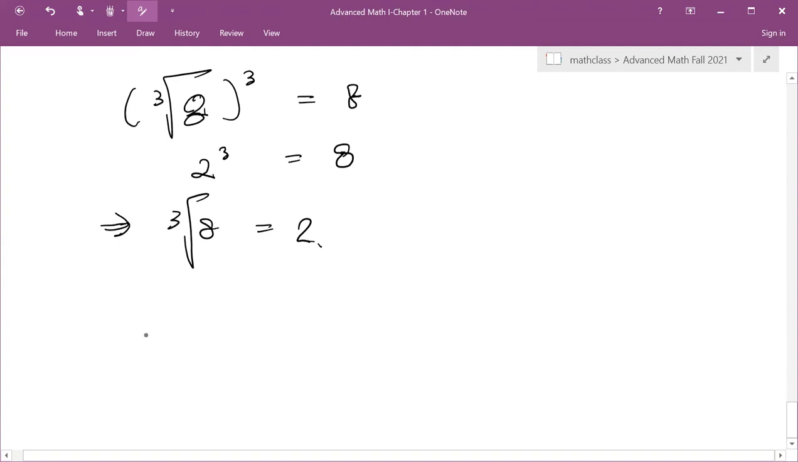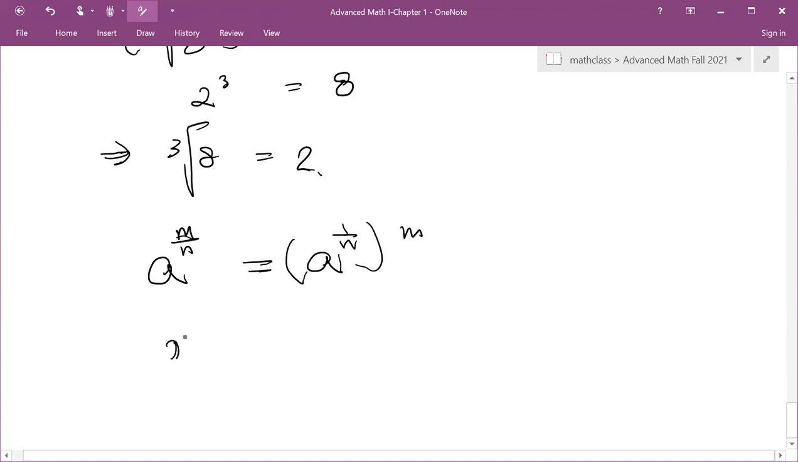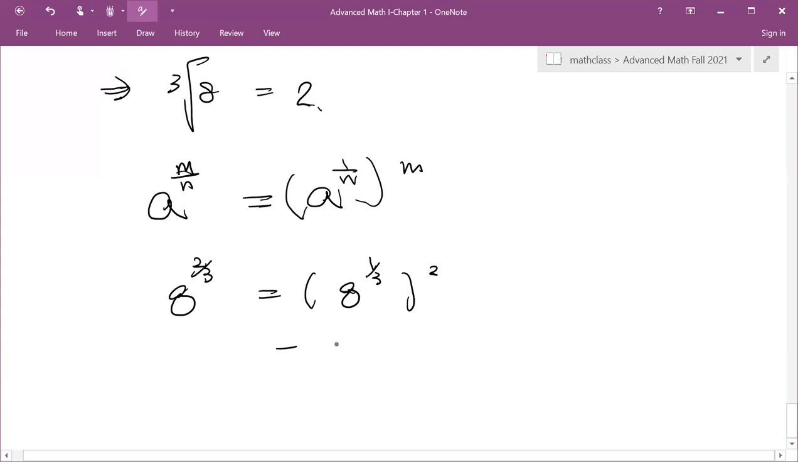Similarly, if we have the power m over n, a to the m over n, by definition this is a to the 1 over n first, and then to the power m. That's the definition. So if I want to find 8 to the power 2 over 3, by definition that is 8 to the 1/3 and then squared. So that is 2 squared, which is going to be 4.